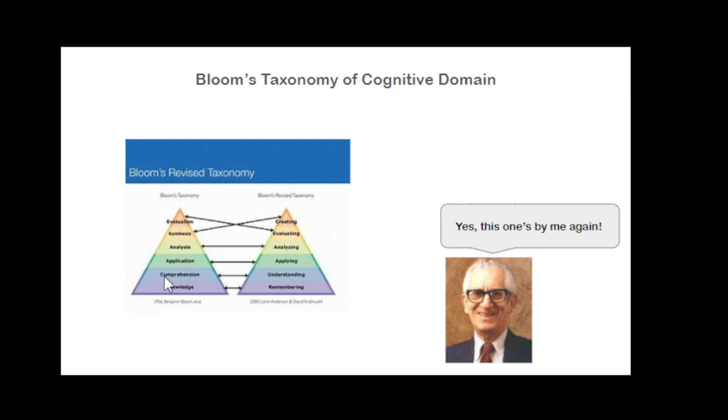But the left model that we see here is the original model that this guy Bloom created, and the right one is the one that was modified later, and this one is more in use in the current times. So you should know that a question might be asked somewhere. The only difference is these two parts. Evaluation is replaced by creating, and synthesis is replaced by evaluating, and the terms are replaced over here in the bottom. Knowledge is replaced by remembering, and remembering actually fits pretty well in this part.